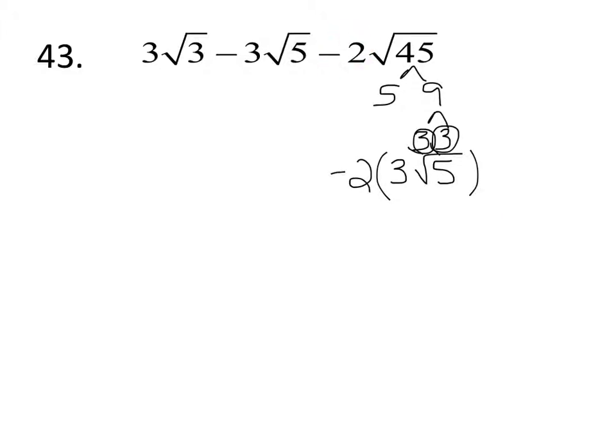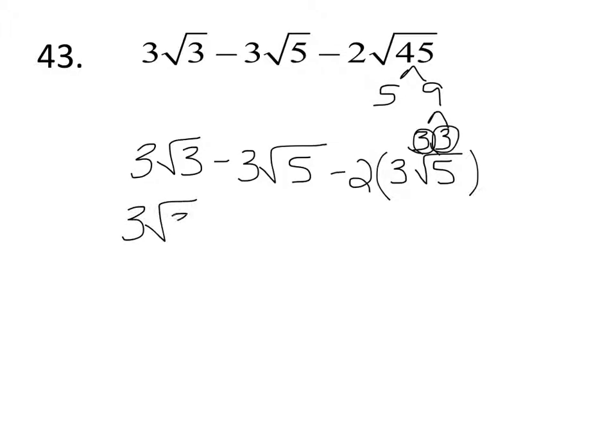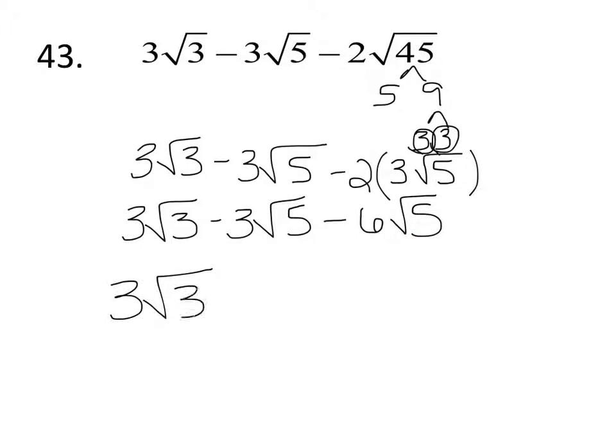Technically, negative 2. So I have 3 square root of 3 minus 3 square root of 5 minus 2 times 3 square root of 5. So this is 3 square root of 3 minus 3 square root of 5. Negative 2 times 3 is negative 6 square root of 5. And now I can combine these two because our index is 2 and our radicand is 5. So you're going to leave 3 square root of 3 alone. Negative 3 minus 6 is negative 9. And then you just write your square root of 5.